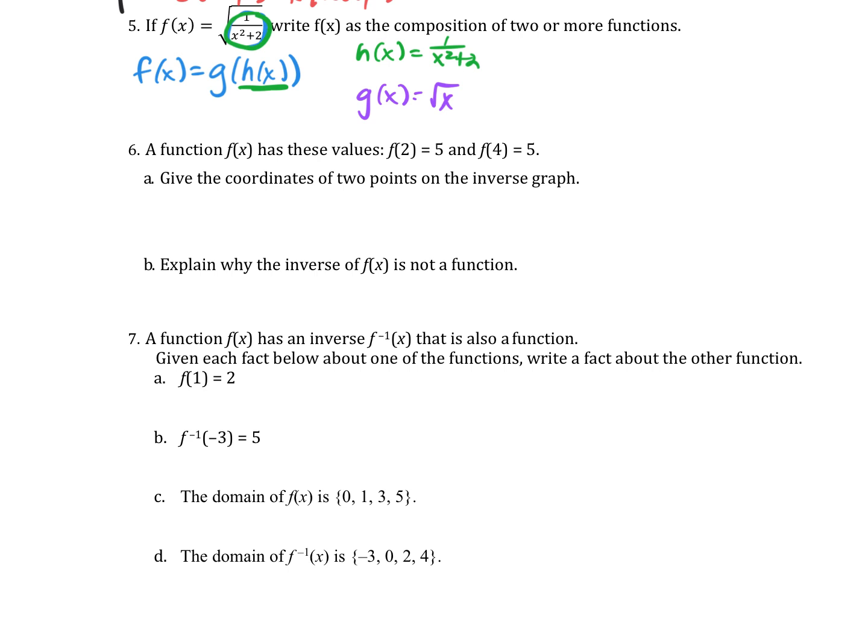All right, number 6, a function has these values. So that means 2 points on the graph are (2, 5) and (4, 5). So on the inverse graph, it's (5, 2) and (5, 4). Inverse is not a function because it has repeating x values.